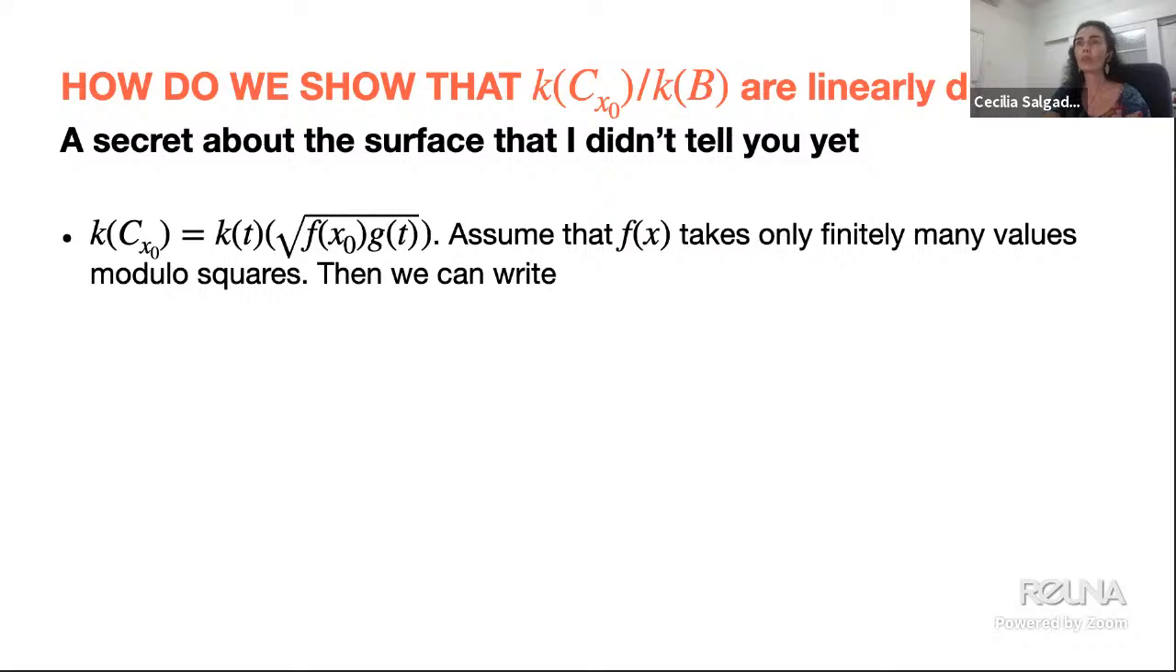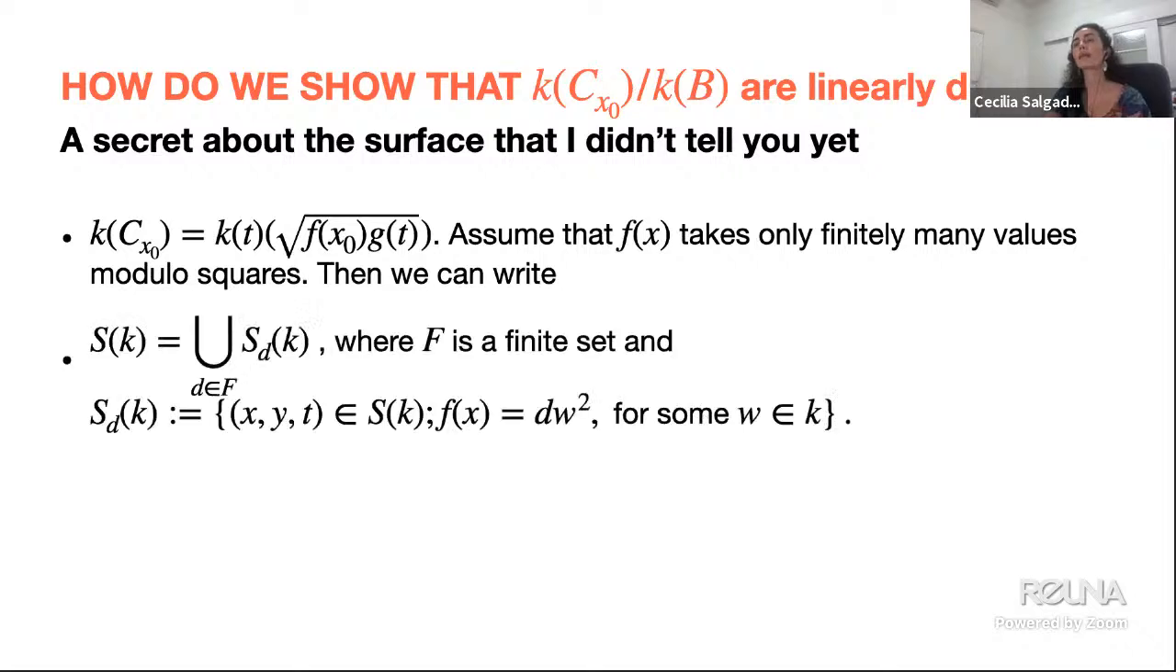So let's have a look at these extensions. So they look like that. So K(t) is the function field of B. And then I put this square root, okay? It's a quadratic extension. And this allows me to write the K points of my surface as some union over all these fields that I have there.